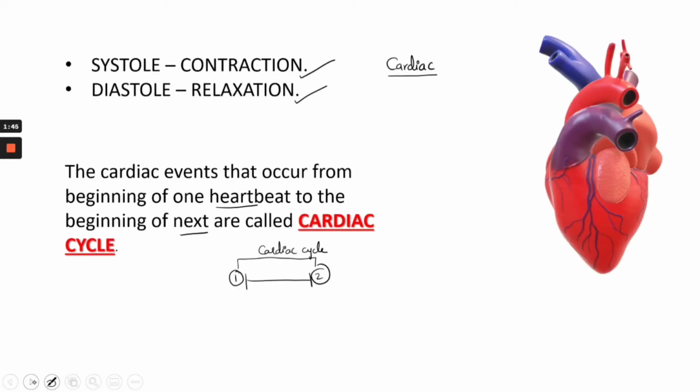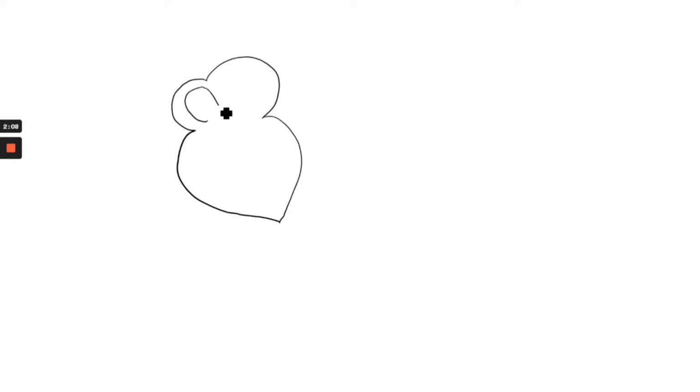Now, before going into the detailed information about cardiac cycle, first let us have a brief introduction about its structure. Okay, so we know that human heart is made up of how many chambers? We have 4 chambers, right? So this is right atrium, then we have left atrium, right? Then we have right ventricle and we have left ventricle.